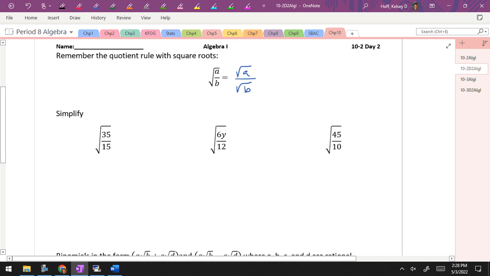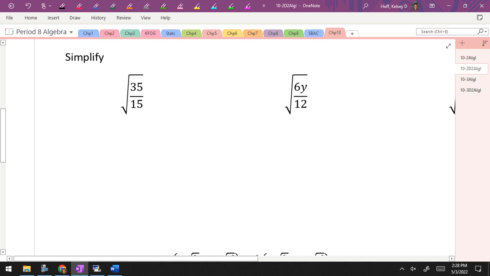Okay? So if I go to this first one that says simplify the square root of 35 fifteenths. What do you think you should do first here? Simplify. I would simplify it first. What divides out of both? 5. Because they're both underneath the square root, we can divide a 5 out of both. 7 thirds. Okay. I like it. Now what? I should separate them. The square root of 7 divided by the square root of 3.